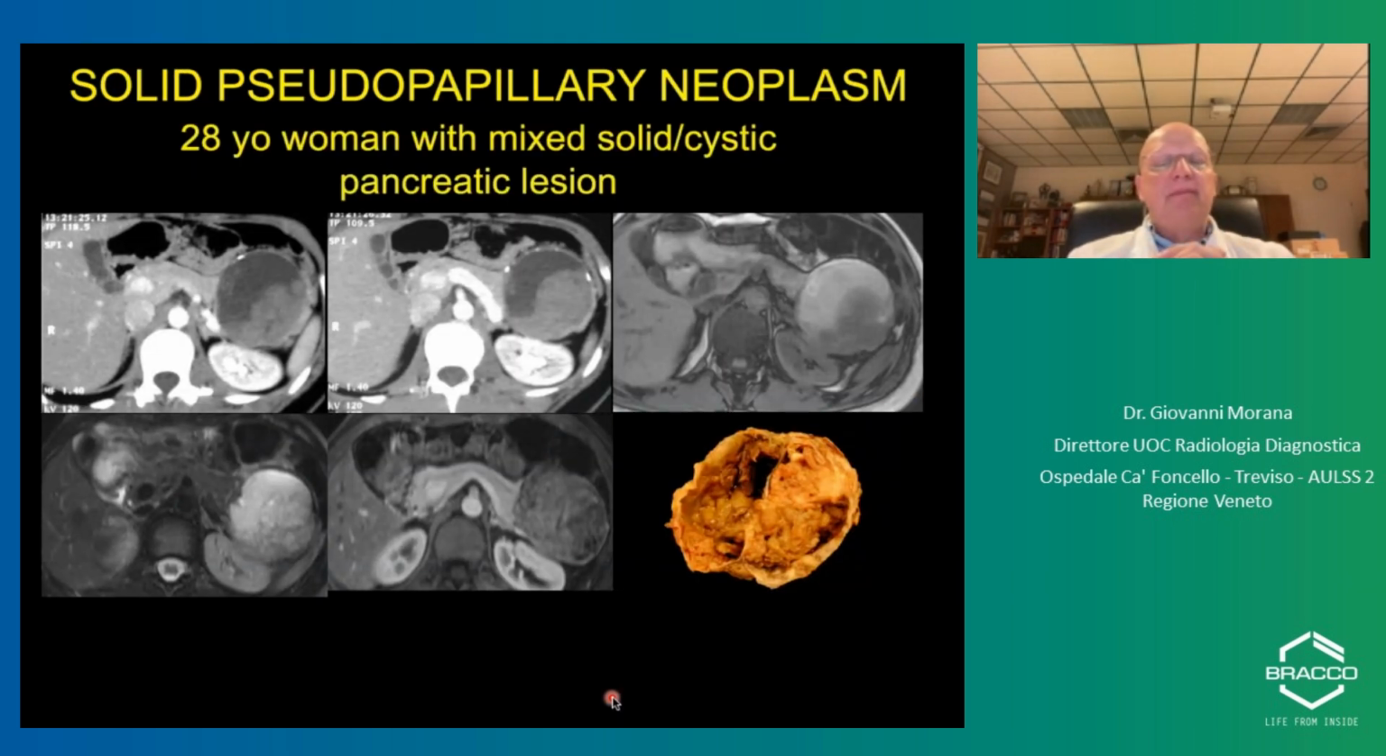Of course, SPEN, solid pseudopapillary neoplasm, are very well depicted, especially when they are large, either with CT or MRI. But usually these are young women, so it's better to perform MRI because there's no radiation exposure, and with MRI we can clearly see the hemorrhagic changes of the lesion, which is one of the most typical patterns of this lesion. So this was resected, and this was the surgical specimen.